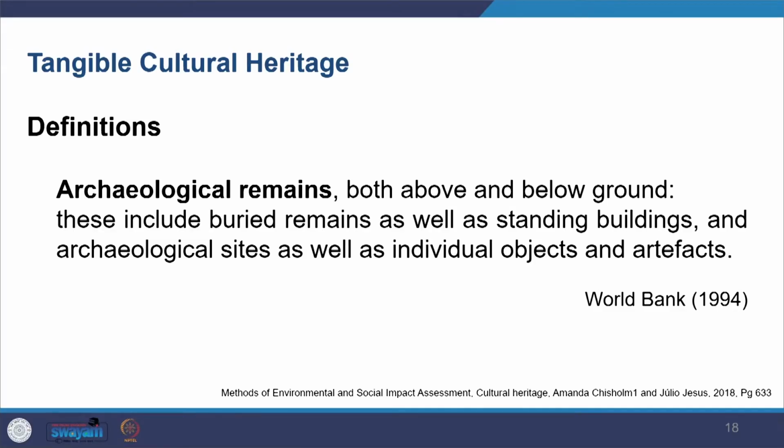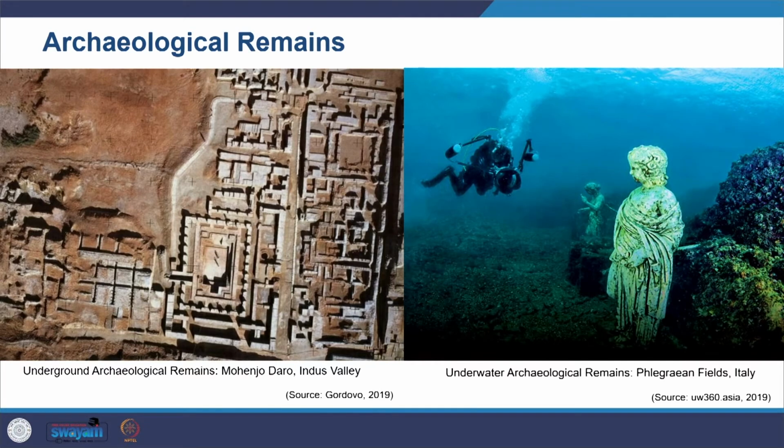So if you look at the tangible, there are various kinds which are formally recognized in the legal system and have been traditionally recognized, such as archaeological remains. When you look at archaeological remains, it covers objects which are above or below the ground, which are buried, and it could be the remains, or standing buildings, or archaeological sites, individual objects, or a complex building. So all these can be there, and in the image you can also see examples of archaeological remains.